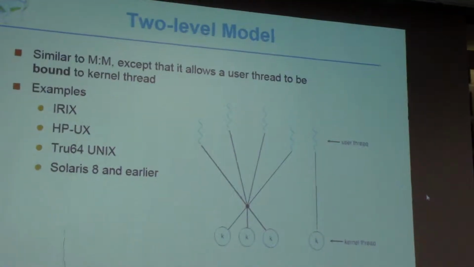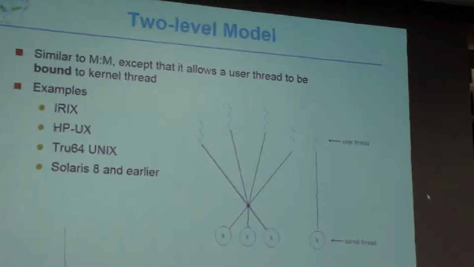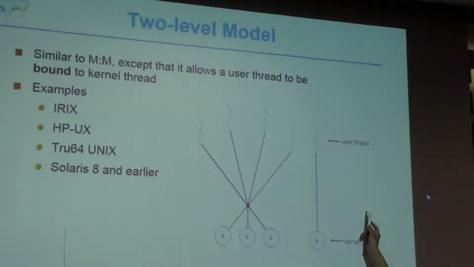But nowadays, most operating systems support a mixed hybrid model. If there is a user thread that is critical, you can make a dedicated kernel thread. Then for the others, if they are general, you can use many-to-many. IRIX, HP, Tru64 Unix, many of them are using such a mixed thread model.